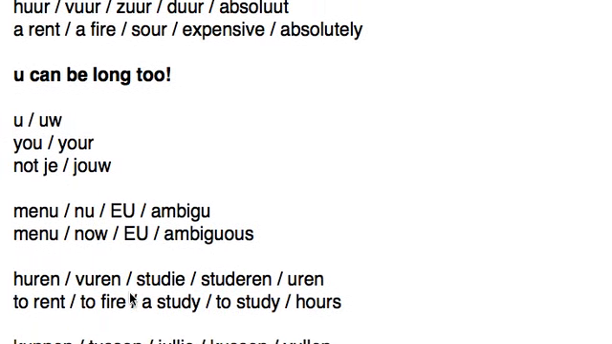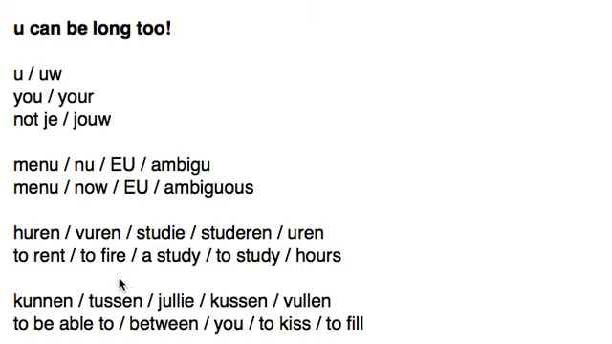Alright, let's see some other cases where u can belong to. At the end of words. There are many words with U at the end of the words, but there you would pronounce them like a long U, like menu, nu, EU, ambigu. And as you see, again, long U. This EU is the European Union, that's the political organization. It's short for Europese Unie.